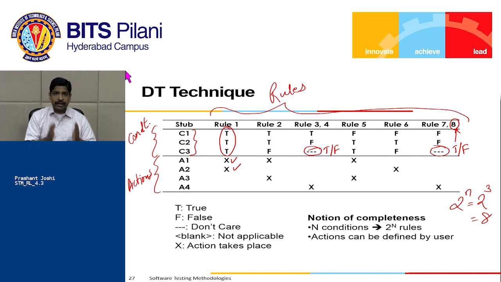Now, potentially, each of these rules can lead to a minimum of one test case. So each rule leads to one test case minimum. It could be many more, depending on what this rule is all about. A condition could include multiple things within it.